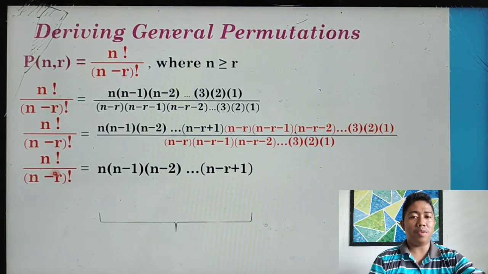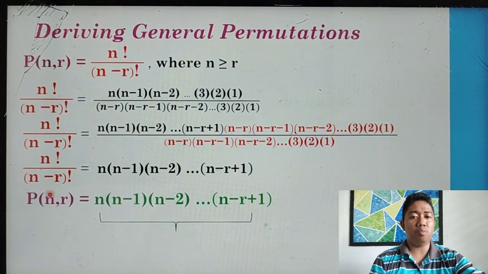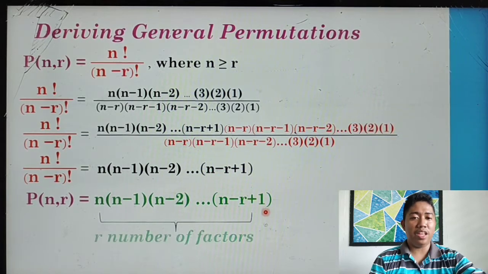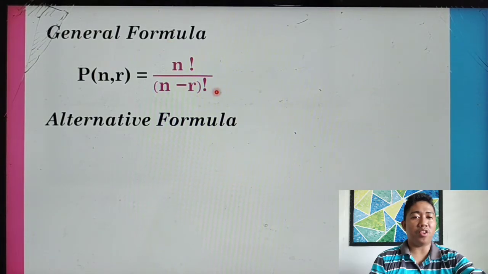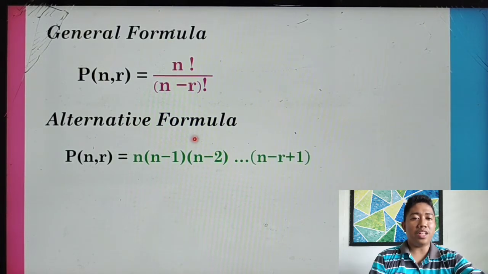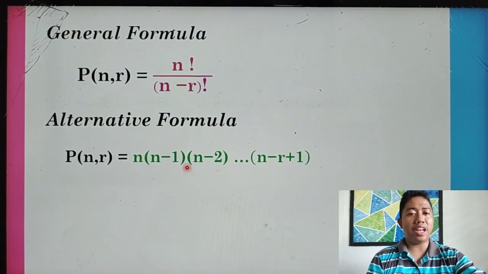Of course, we have the formula for permutation, and we substitute this on the left side, which is permutation of n taken r. So we have n times n minus 1 times n minus 2, until it reaches n minus r plus 1, and r is the number of factors on the right side of the equation. We have already differentiated these 2 types of formula for the general permutation: the general formula, which uses factorials, and the alternative formula, which is the expanded form.